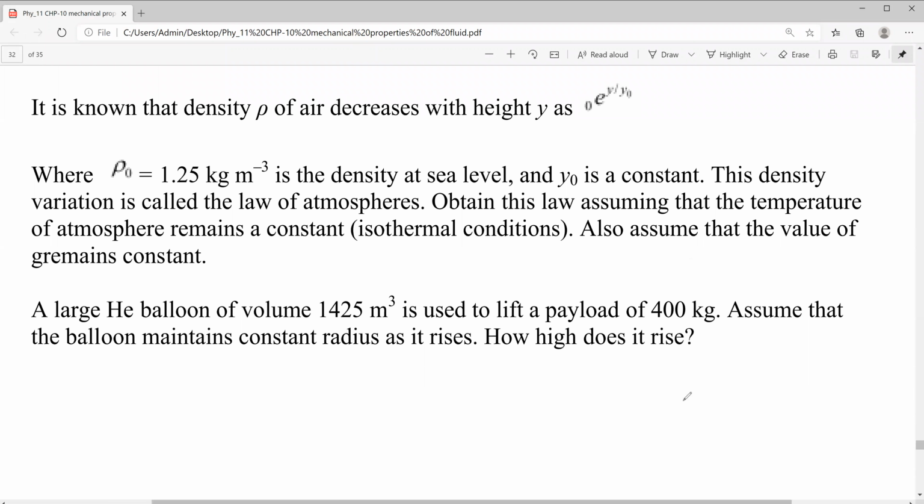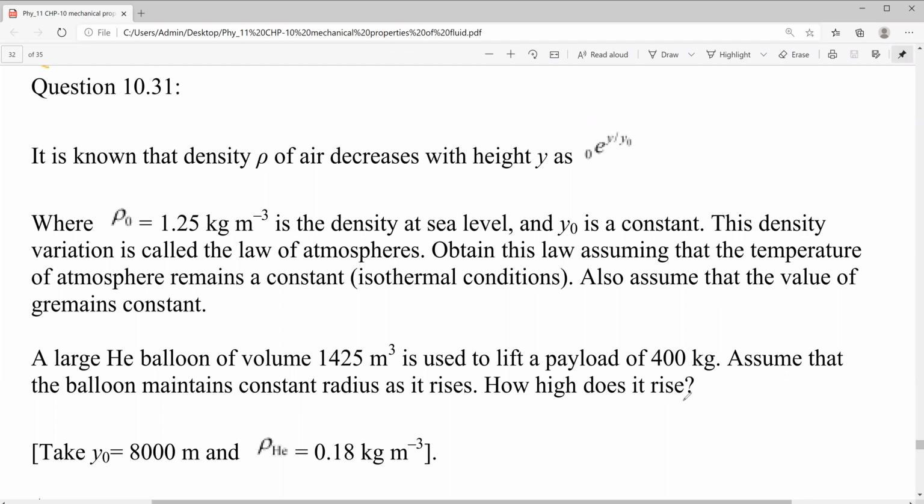Last one, that is 10.31. So what do they ask? So, last problem. It is known that the density rho of air decreases with height. We already know, where rho naught is 1.25 kg per meter cube, the density at sea level, and y naught is constant. This density variation is called the law of atmosphere. Obtain this by assuming that the temperature of the atmosphere remains constant. Also assume the value remains constant.